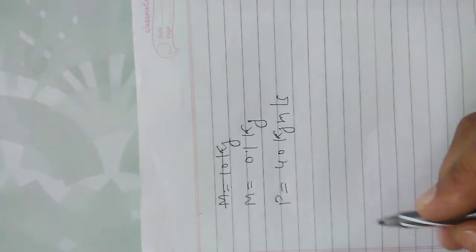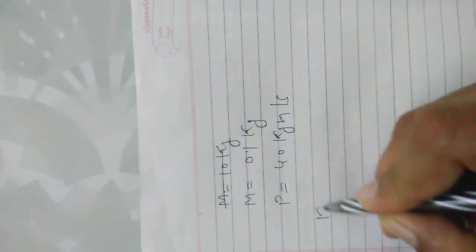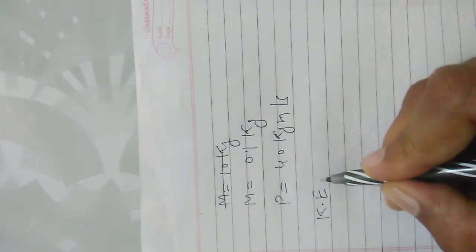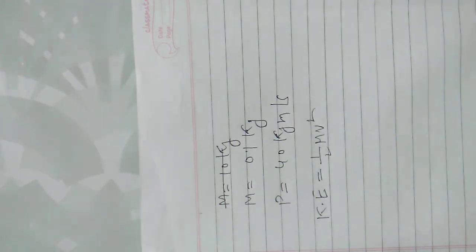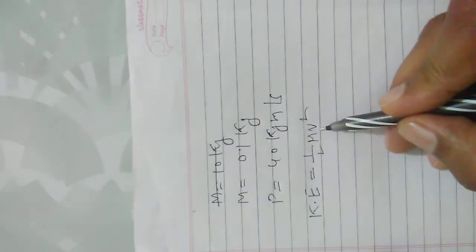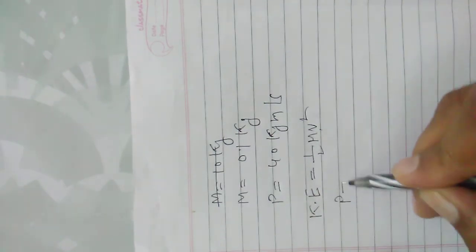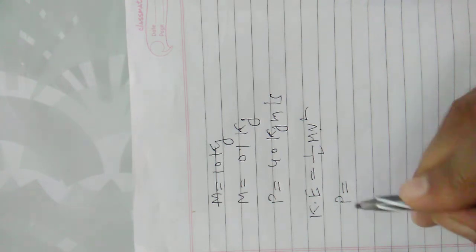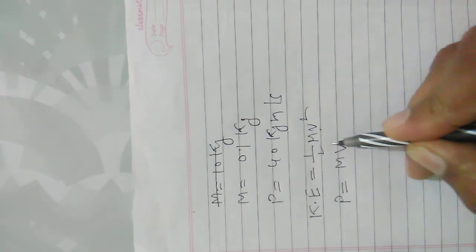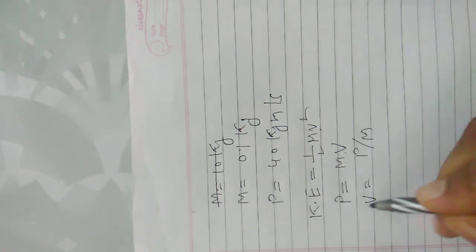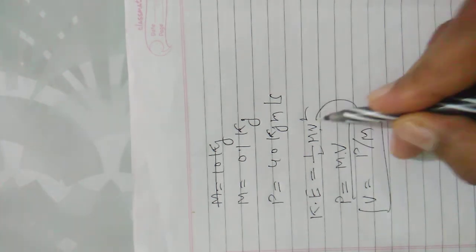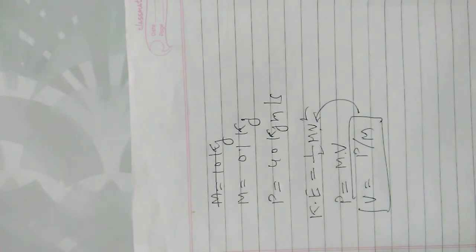Now let us solve it. We know the formula for finding the kinetic energy: half m v square. We don't have the value of v, so this v can be calculated by using the formula for momentum. Momentum equals the product of mass and velocity. From here we get v equals p upon m. So put this value in place of v.